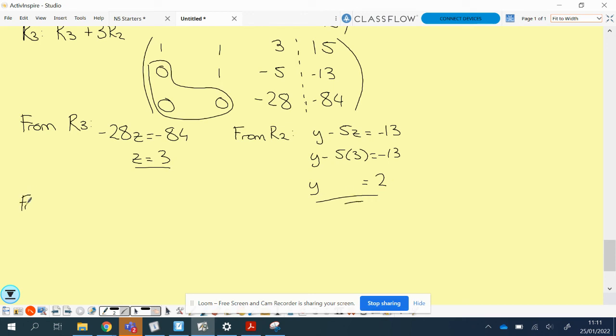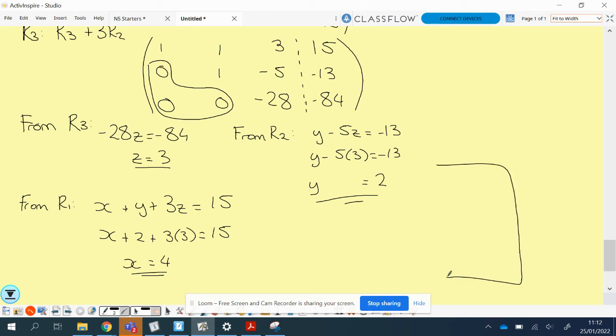And lastly, from row 1, we have got x plus y plus 3 lots of z equals 15. So that means you've got x plus 2 plus 3 lots of 3 equals 15. Solving that would give you x equals 4. So again, pop your solutions in a box. It makes it easier for the marker. So x is 4, y was 2, and z was 3. Okay with that one? Okay, perfect.